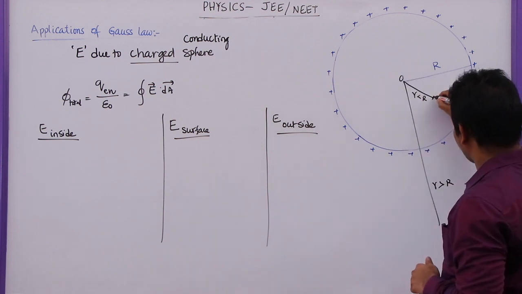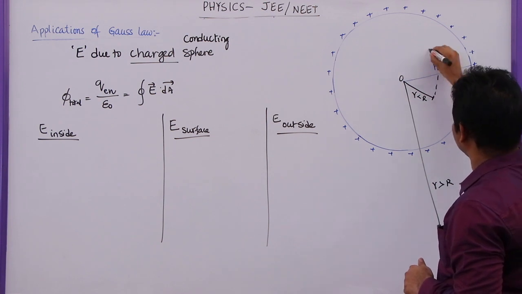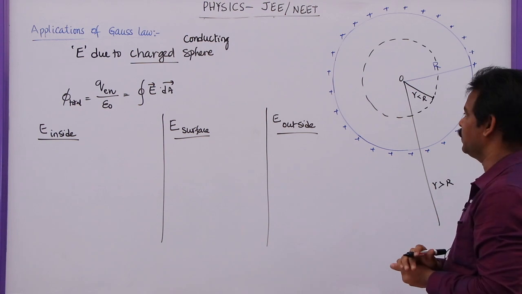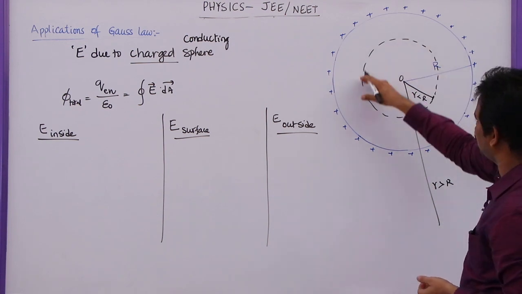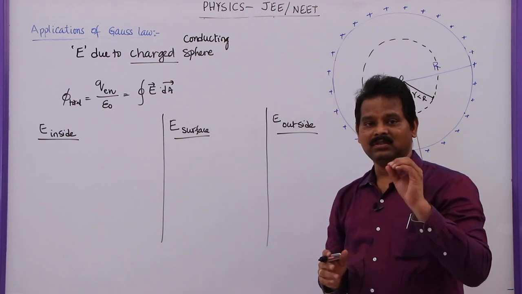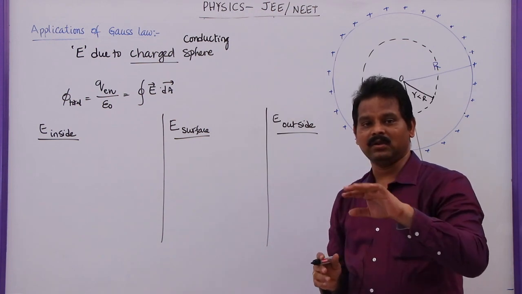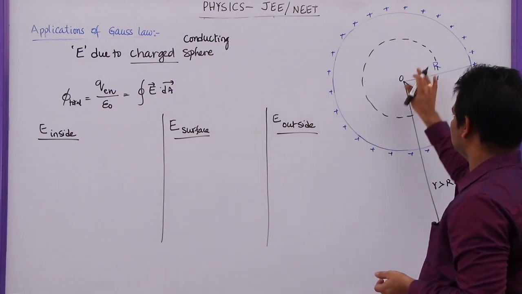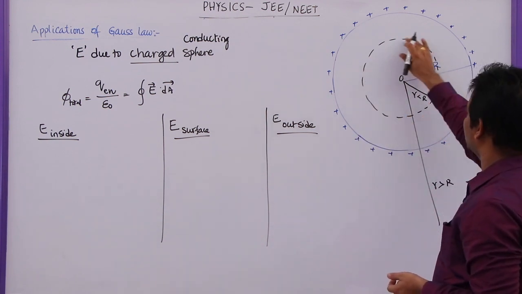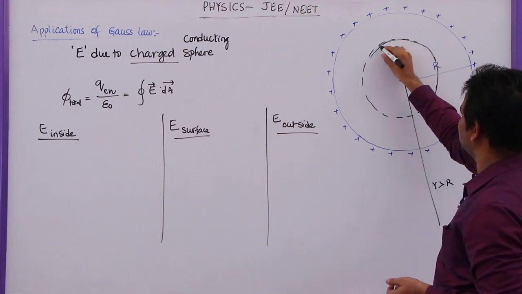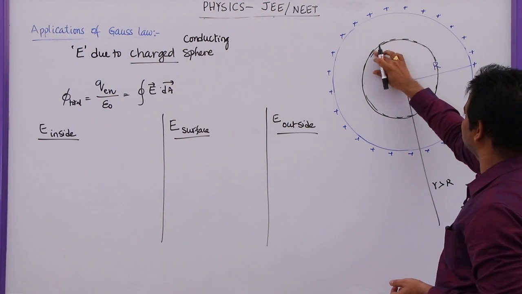Here, to find electric field at this point, let me construct a closed Gaussian surface which is also in the form of a sphere. So what is the charge enclosed by this one? As it is a conducting sphere, the excess charge that is given to a conducting sphere only spreads on its outer surface. That means the charge within this closed Gaussian surface is 0. So let me take this as closed Gaussian surface 1. This is surface 1.